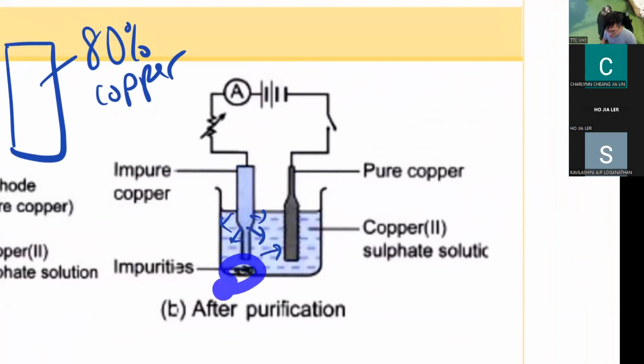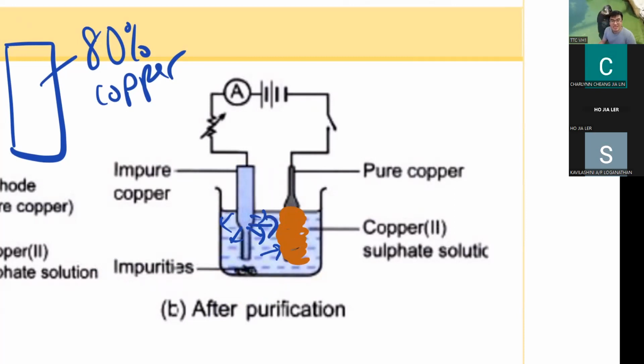Now you are left with the impurities. These are the non-copper, the things we don't want. We only want copper. If you do this for long enough, this thing will be coated fully in copper, really thick. I successfully take all the copper out from here.